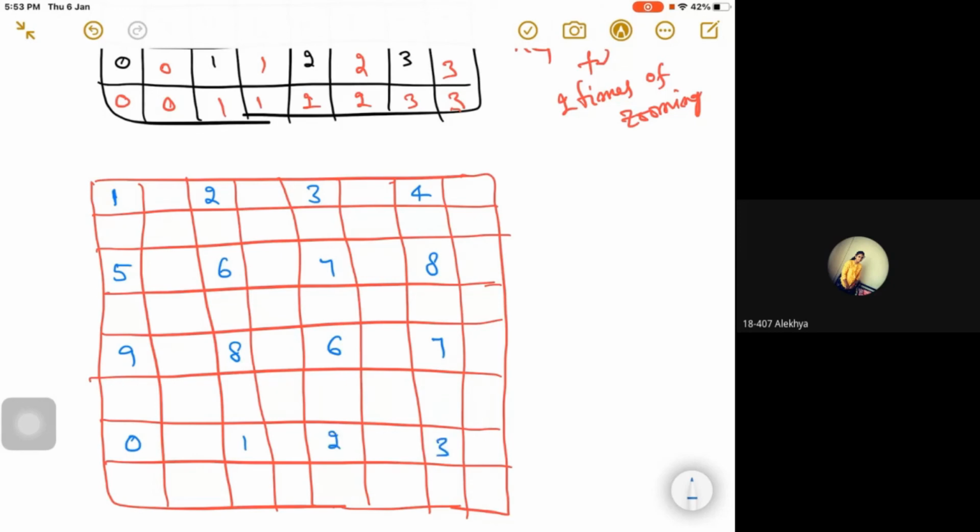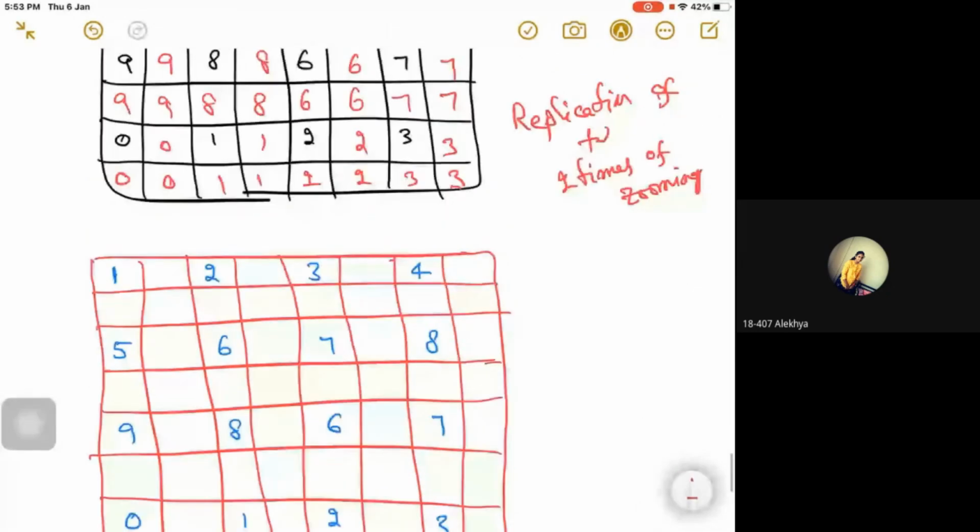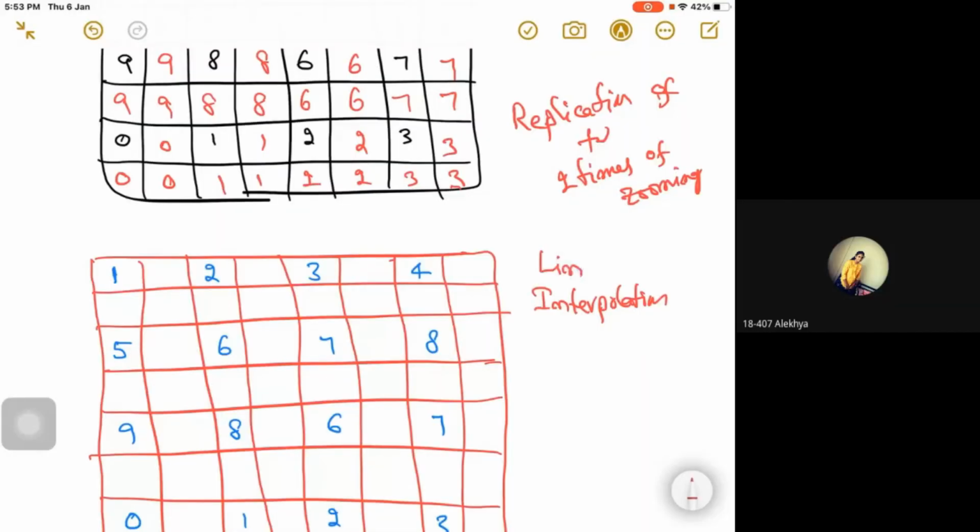Now here, very important: what about the remaining cells? With what value do we have to replace them? So here, what is the technique? The second method, the linear interpolation technique. So what is this linear interpolation? What do you mean by interpolation? Interpolation is nothing but taking the average of the previous values. Interpolation is nothing but taking the average value.